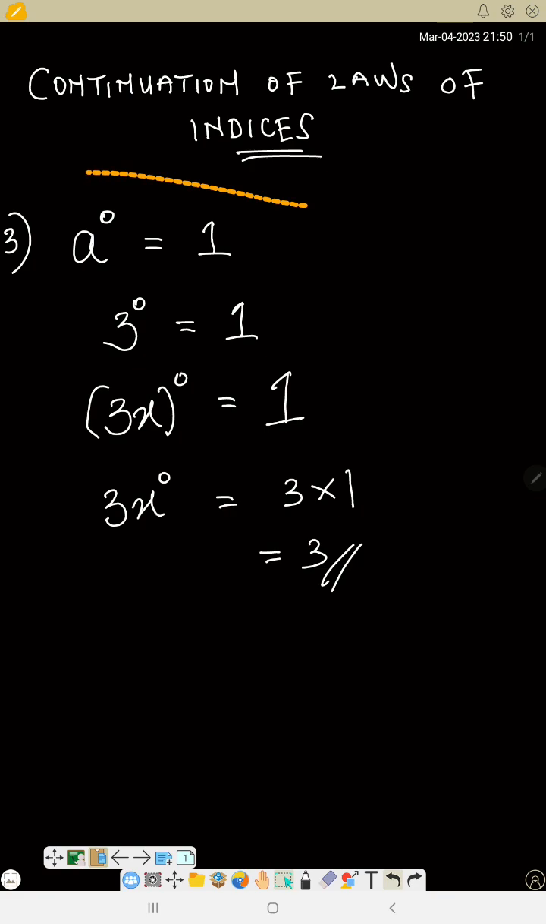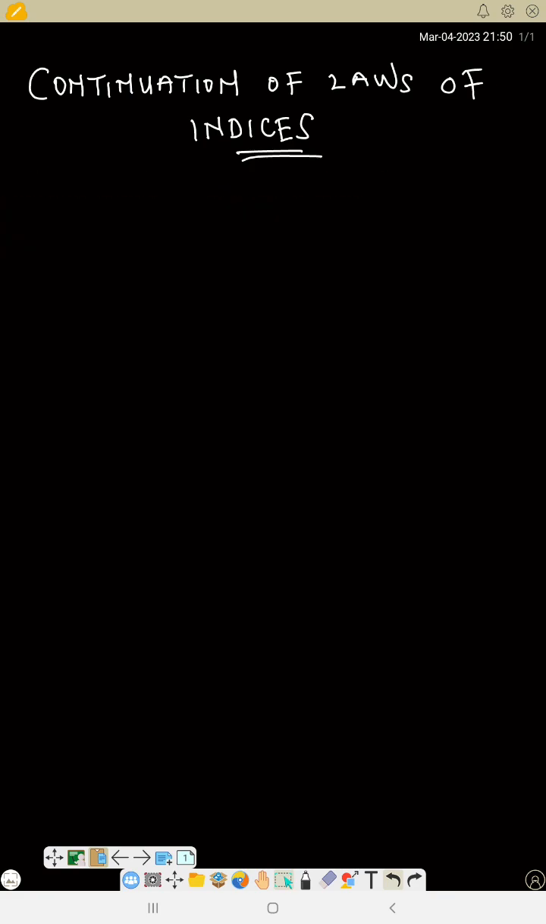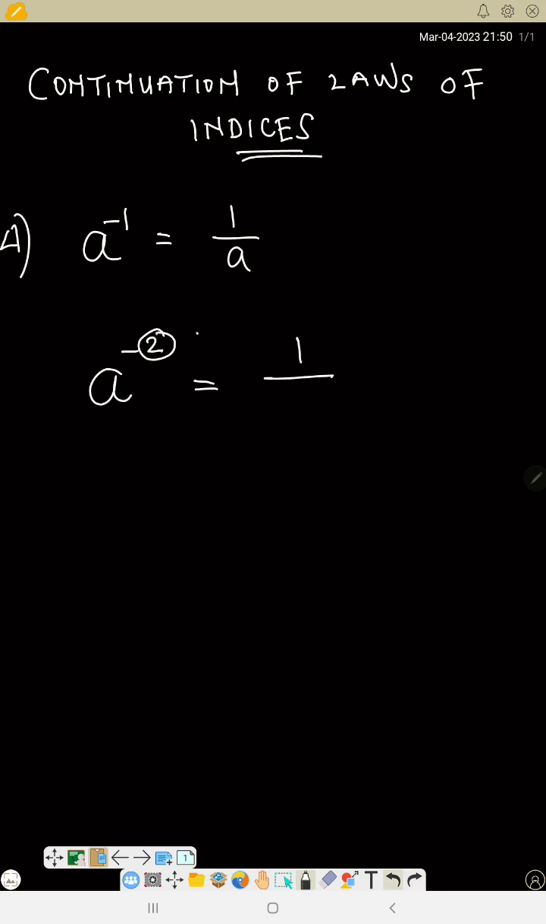So now let's see another law. a raised to power minus 1 is equal to 1 over a. Anytime you have a negative power, you change it to 1 over a raised to that power again, as in any number there. So look at another trend. If I have a raised to power minus 2, that minus, I'll change it to 1 over a raised to power 2. You remove the minus there, like this.